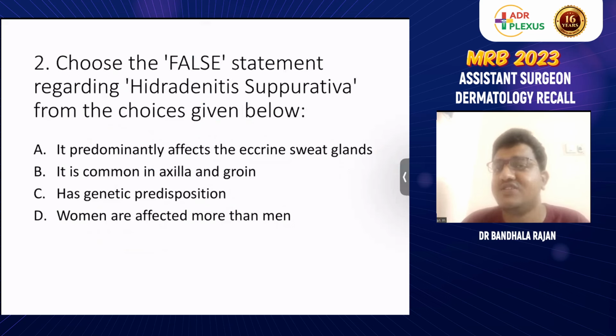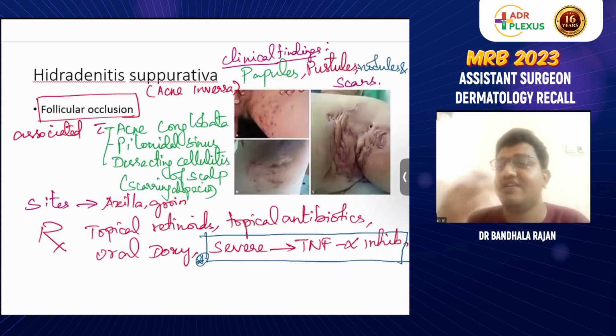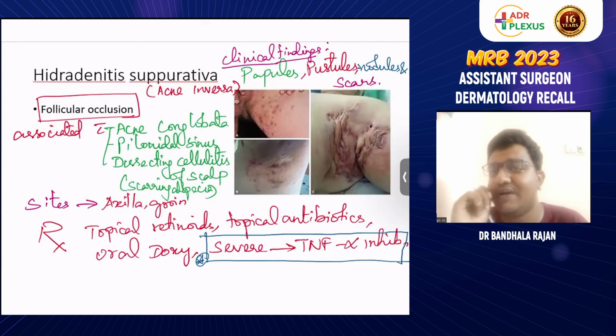This question was: choose the false statement regarding hidradenitis suppurativa from the choices given below. Option A, it predominantly affects the eccrine sweat glands. Option B, it is common in axilla and groin. Option C, it has genetic predisposition. Option D, women are more affected than men. Before going to this, I will tell you what we had during the discussion. We told you hidradenitis suppurativa, acne and rosacea are the most common questions that can be asked in the exam. The same way it happened.